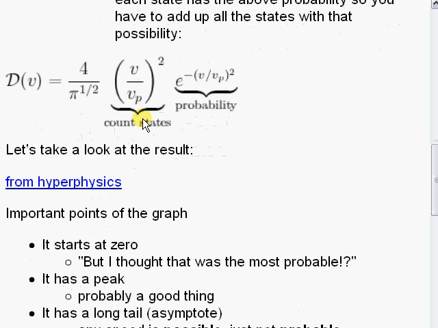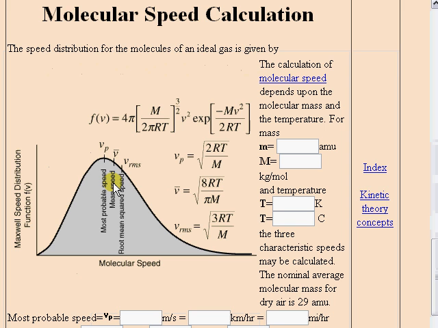So let's take a look at what this curve looks like. So I'll just go to this link here. Here we go. So let me just make this a little bit bigger here. It doesn't seem to want to make it bigger. Hang on a second. View.